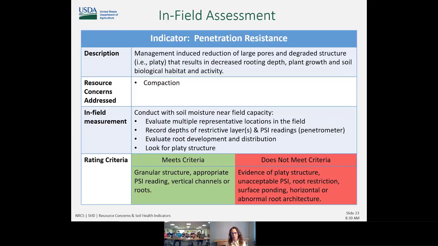So there are a number of methods to assess this. It is best to actually conduct the assessment when the soil is near field capacity. And you can evaluate multiple areas and locations in the field. That will help with some comparisons. You don't want to just assess in the tractor rows, for example, or fence lines. And you want to record depths of those restrictive layers that might be detected, and the PSI ratings using the penetrometer.